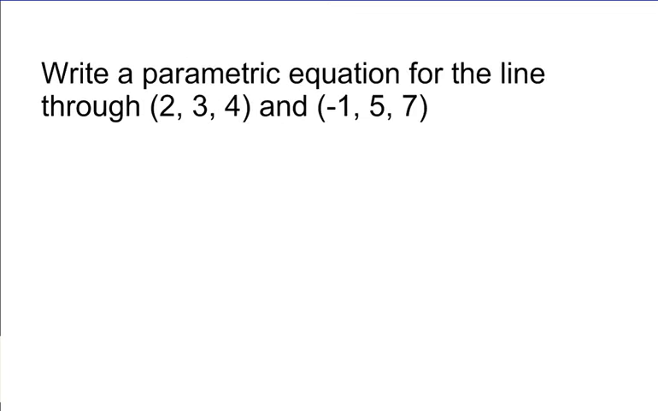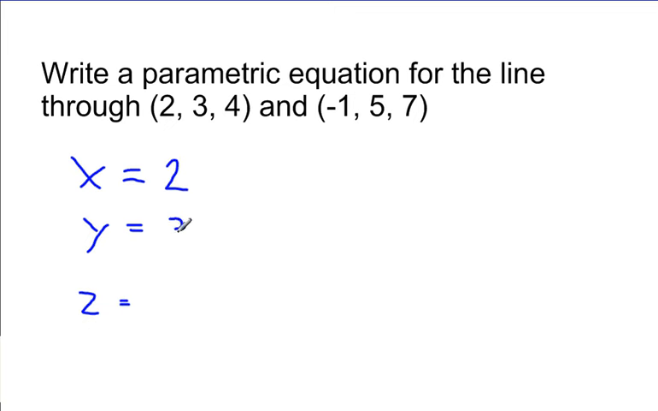All right, so now we're going to move on to another problem here where we're asked to write the parametric equation for the line through 2, 3, 4 and negative 1, 5, 7. And in this case, we can start at either point. I'm just going to start with 2, 3, 4 since it came first. And we weren't given a direction vector, but we certainly can make one up.